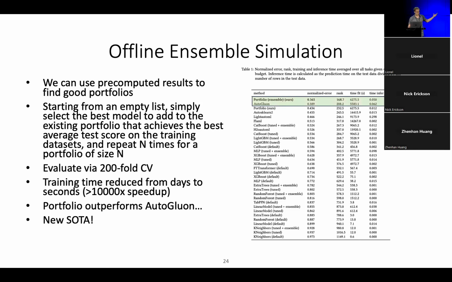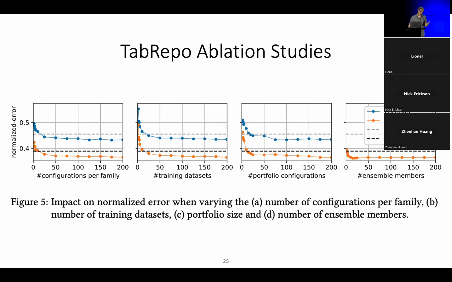Also, this doesn't even use stack ensembling, the thing I said was super powerful and that AutoGluon used to be the state of the art with. This portfolio that we just generated is better than AutoGluon, even with AutoGluon stacking, and this doesn't do stacking. Further, we can do tons of ablations because we're just simulating things very quickly. We don't need to refit models. We can very robustly find many different portfolios that beat AutoGluon with different amounts of training data sets, configurations per family, portfolio sizes, all this different stuff.